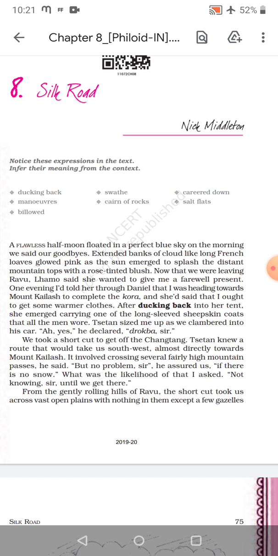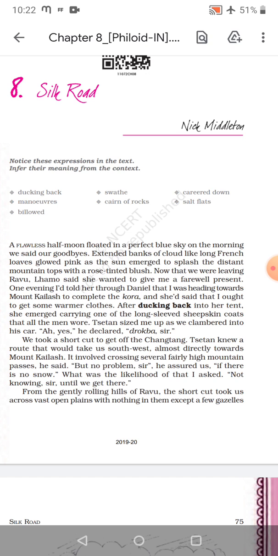Nick Middleton. So, before we start the chapter, let us discuss something about the title of the chapter, that is Silk Road. Now, why is the chapter named Silk Road? Maybe you must have studied in your geography or history somewhere in SST that Silk Road was a route between east and west to connect the east and west of the world. We can say it from China to Turkey. So this was known as Silk Road, from China to Turkey, with so many other countries in between. That was known as Silk Route.